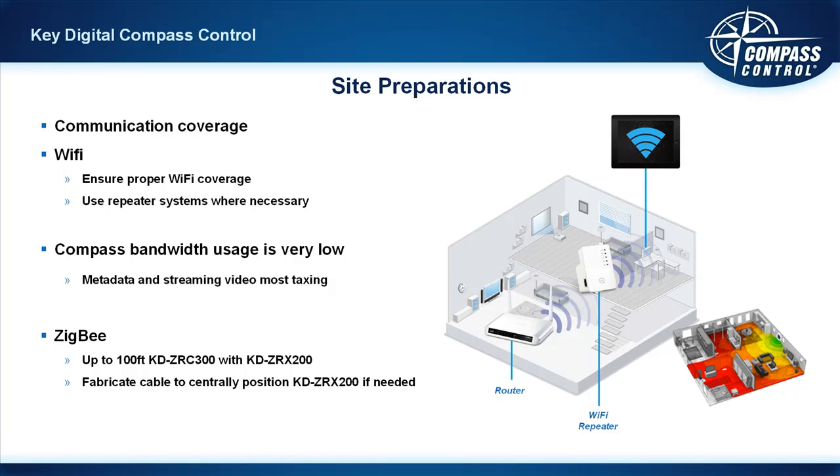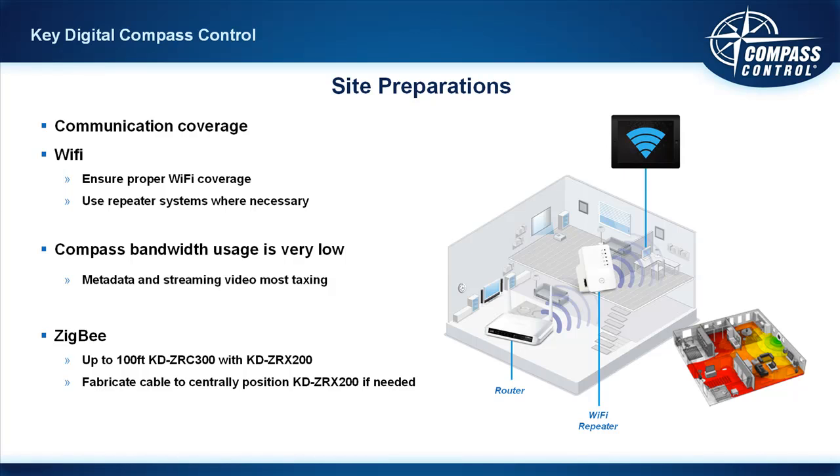Finally, the Zigbee, which is what we talk about, the ZRC300. How does that communicate to the MC1000? The ZRC300 via Zigbee communicates to the ZRX200, the Zigbee receiver, and then a hardwire to the MC1000. Now we advertise for the ZRC300 up to 100 feet through most walls, doors, and floors through your installation site.